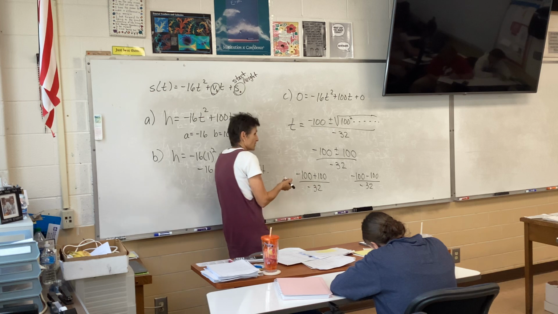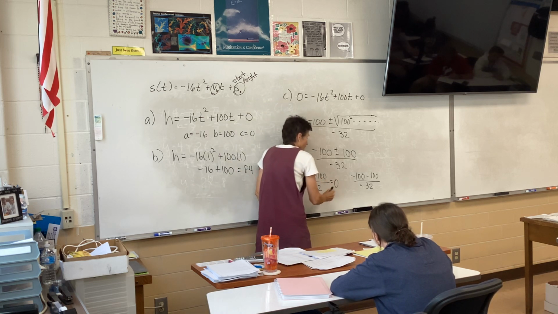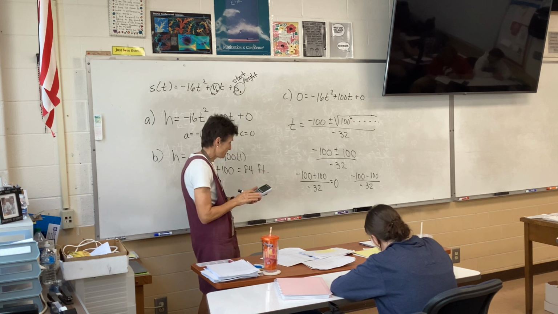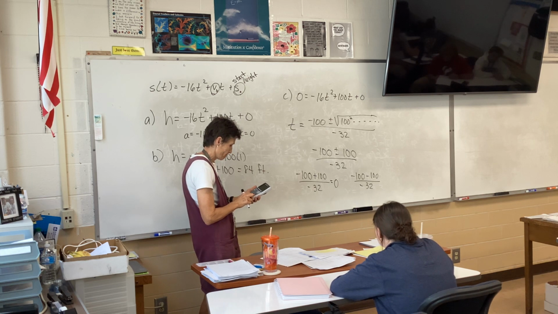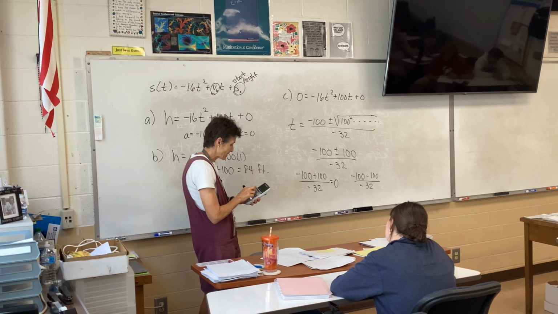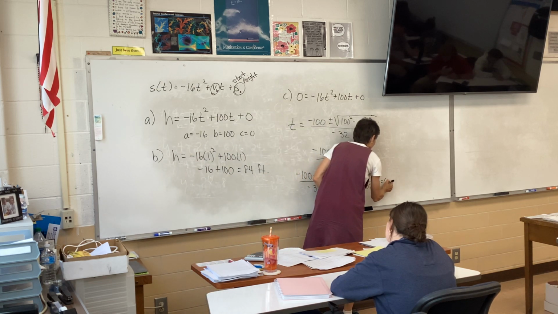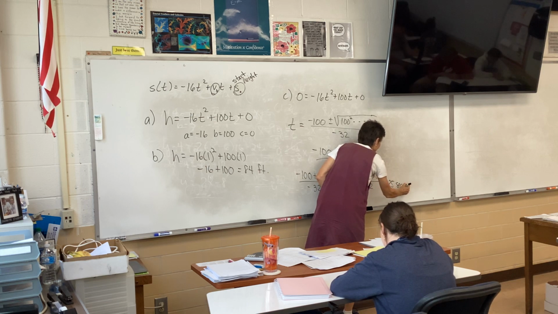Well, I don't think you should need to type in the first one. The first one's 0, isn't it? And the second one is, did you get 6.25? I'll put seconds on that.